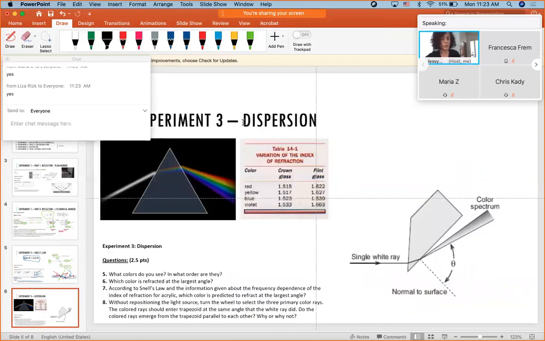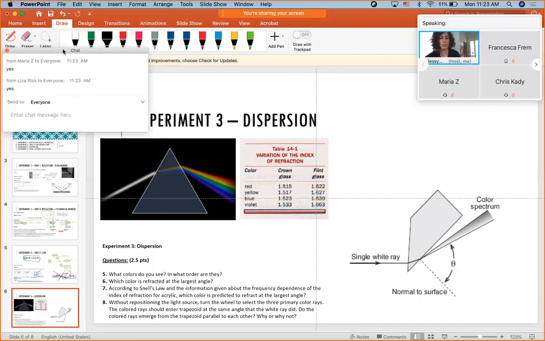Experiment 3, dispersion. I want somebody to unmute and speak up about that. How do you explain dispersion? Probably you know it, probably you don't, probably you know part of it. So I'm waiting for someone to explain dispersion. Yes, you can take a moment. Prism or a piece of glass.